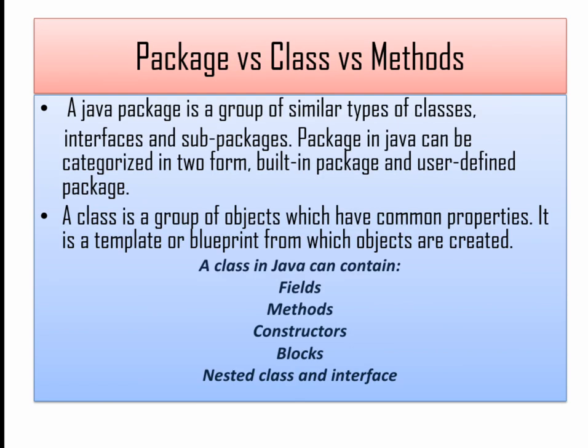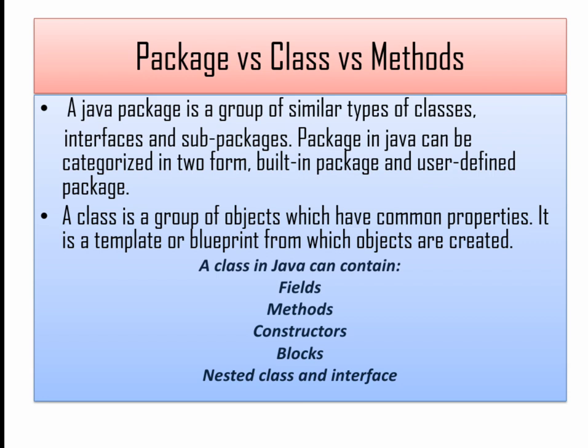Package versus class versus method. This is a hierarchy. Suppose you need a method. Suppose there is a mobile. Let us consider it in simple words. There is a mobile. Your mobile has different functions. What functions does your mobile have? It has a calculator, a calling function, a picture function, and many other functions. Let us consider two or three functions in the mobile.